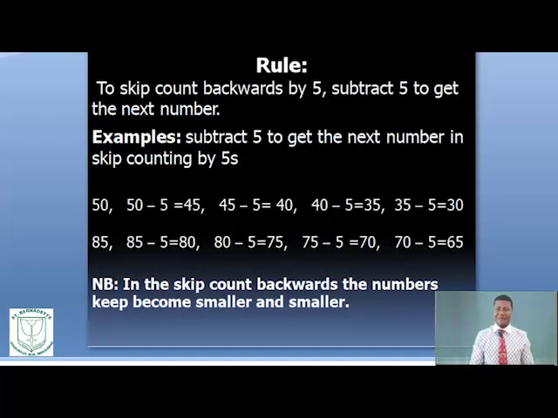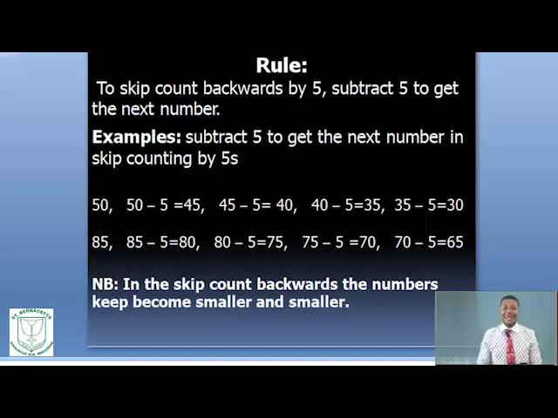The first one, we have 50. To get the next number, you subtract 5 from 50. So 50 minus 5 will give you 45, as you can see on your screen. To get the next number, it is 45 minus 5, you get 40. To get the next number, it is 40 minus 5, it will give you 35. To get the next number, it is 35 minus 5, it will give you 30.